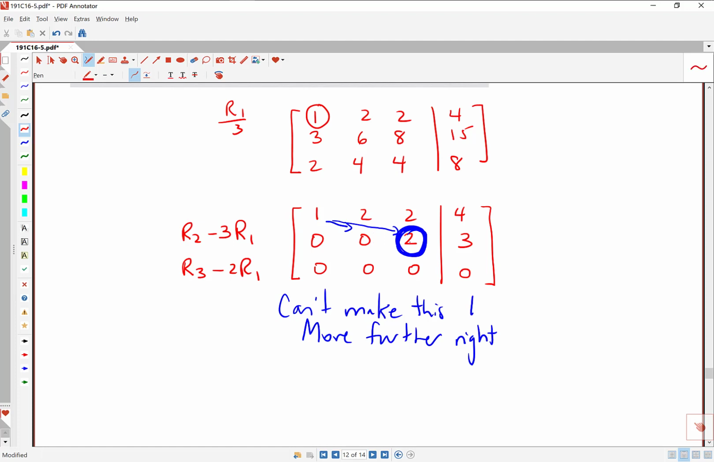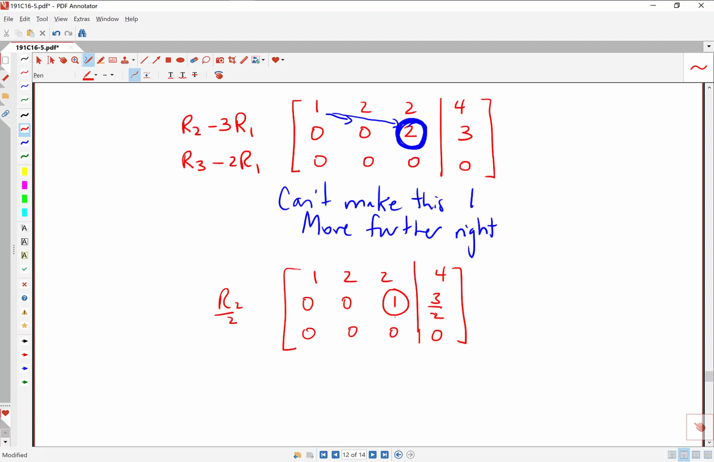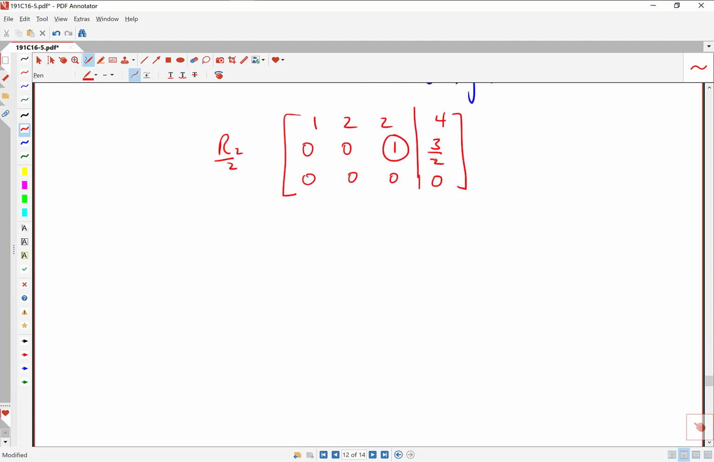So to create a 1 in this position where the 2 is, let's take row 2 and divide by 2. So that's going to give us 0, 0, 1, and then 3/2 on the right side. And we can recopy our other 2 rows. So we can circle this 1, that's our pivot now for the 3rd column, and we're just going to clean up that 3rd column, and then we'll be done with the row operations. So it's really just this 2 in the upper right that we need to eliminate.